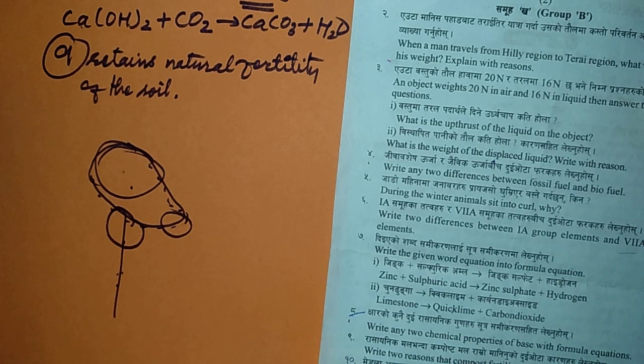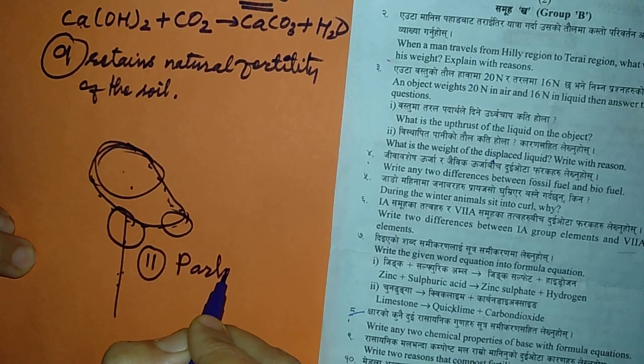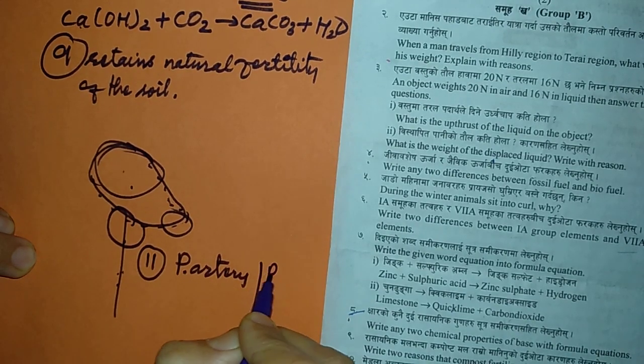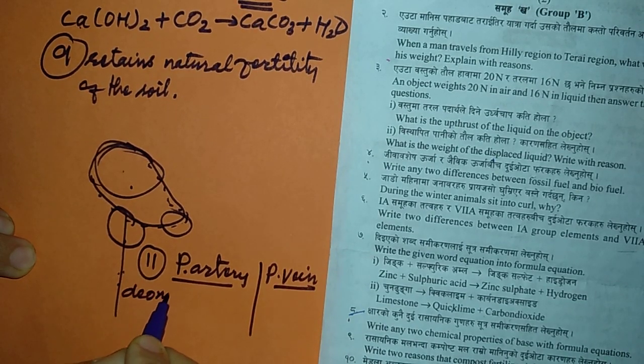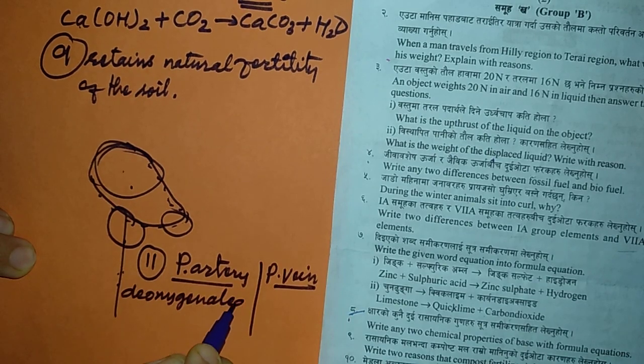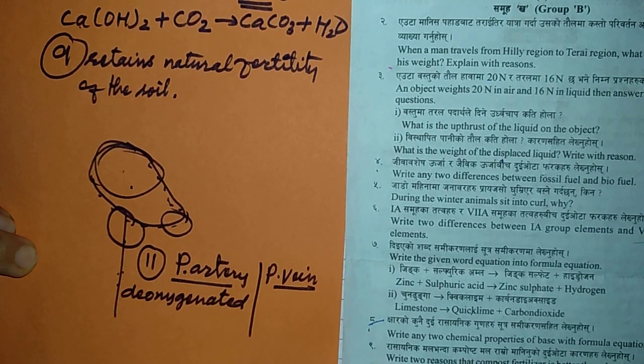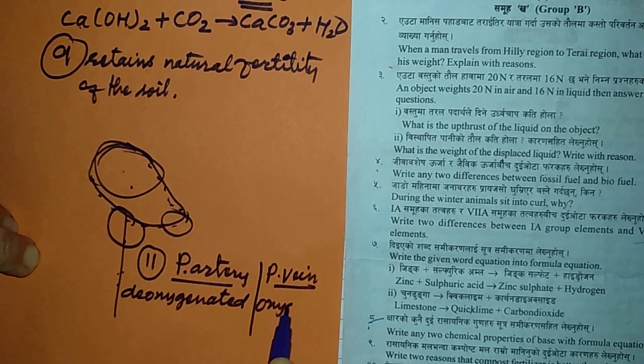Now write two differences between pulmonary artery and pulmonary vein. This is number 11. Pulmonary artery carries deoxygenated blood. All the arteries carry pure blood, but there is only one artery which carries impure blood, that is pulmonary artery, deoxygenated blood. Whereas all the veins carry deoxygenated blood, there is only one vein which carries oxygenated blood, that is pulmonary vein.